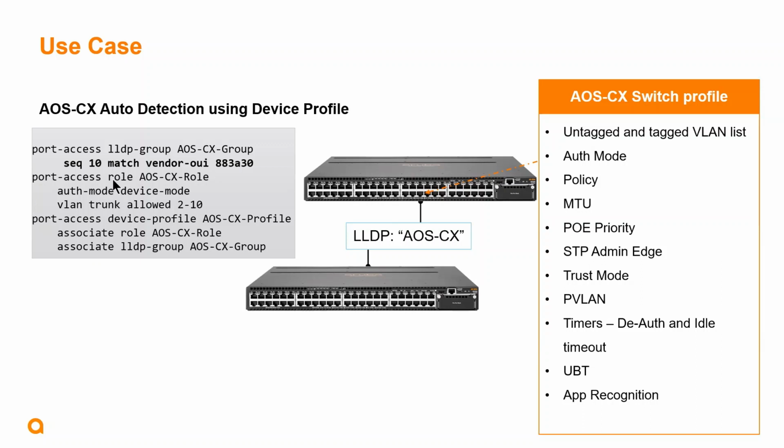So once we have configured this, we have to associate this configuration to the device profile. So I'm creating a device profile specific for the AOS-CX switches as AOS-CX profile, and associating the role created and then the LLDP group, and later will enable this device profile. So once this is enabled, if there is any LLDP packet coming from this type of device with vendor OUI as 883A30, immediately that device will be marked as an AOS-CX switch, and then the corresponding user role will be applied to the device.